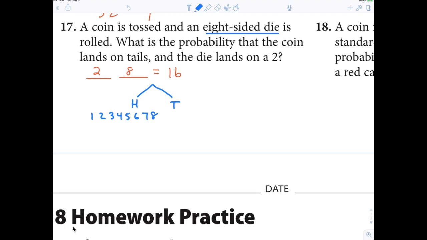What goes over here now? 1, 2, 3, 4, 5, 6, 7, 8. So I could also get a what? A tail and a 1, yes, tail and so on, all the way. So how many possible outcomes are there? There are 8 for the tail, and how many for the head?